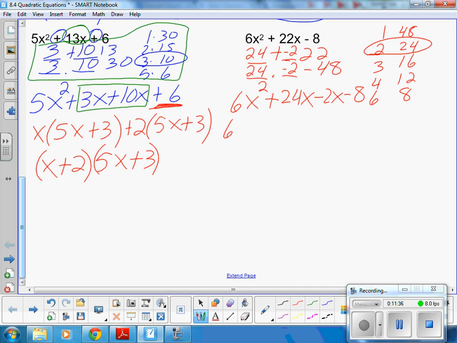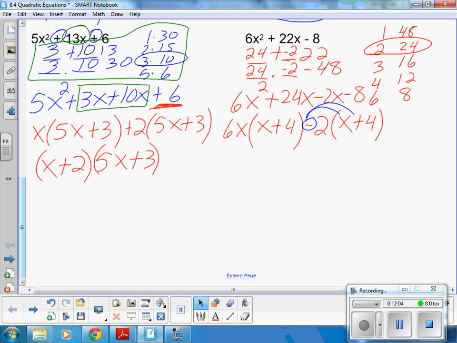Factor a 6x out of my first two terms, and I get x plus 4. Factor a negative 2 out of my last two terms, and that will give me x plus 4. Okay, the key there is that this is negative here. So I get a positive x and a positive 4. So my answer will be 6x minus 2 and x plus 4. Okay, let's take a look at the next problem.